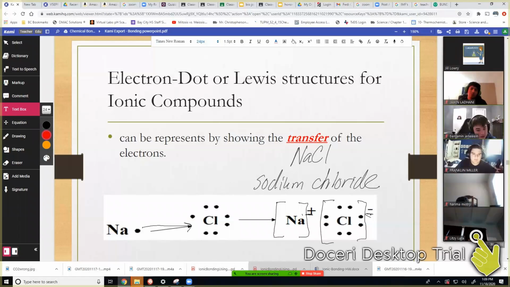When you write the formula, the metal comes first. So in other words, it would never be called chloride sodium, or you would never write it ClNa. Always put your metal first.